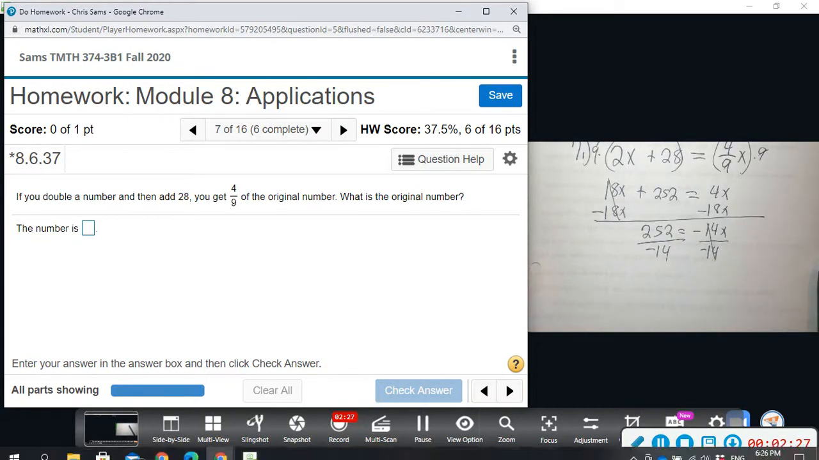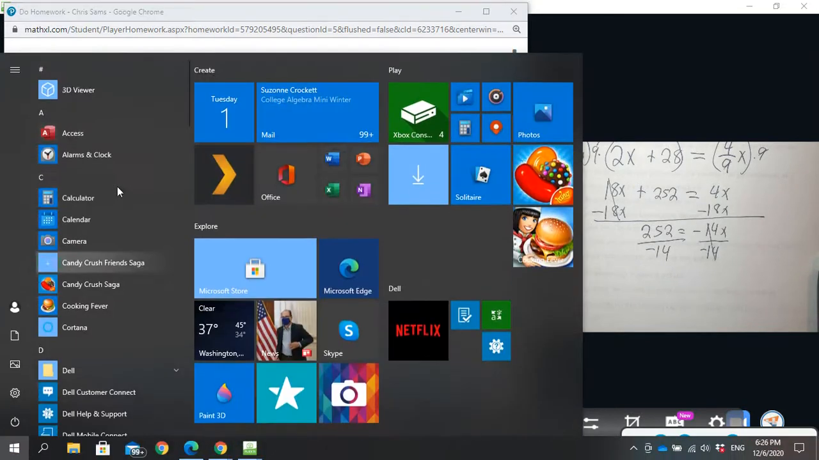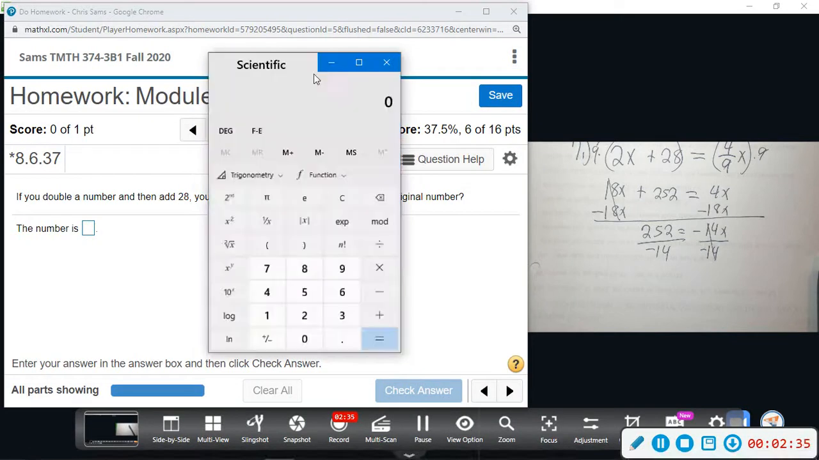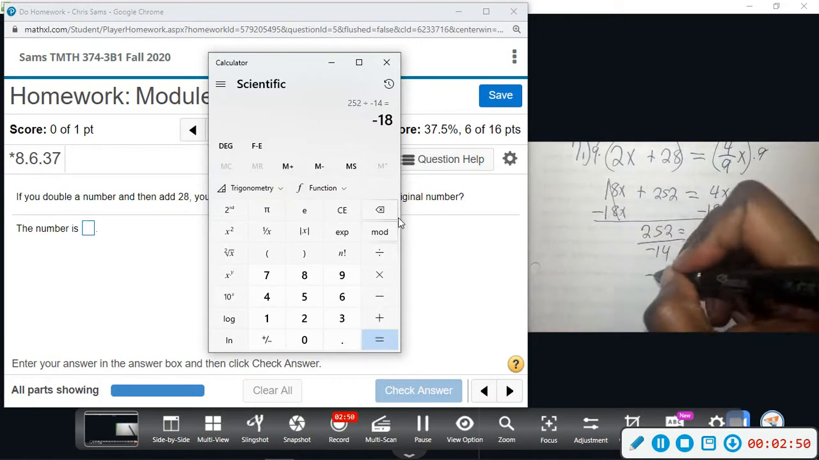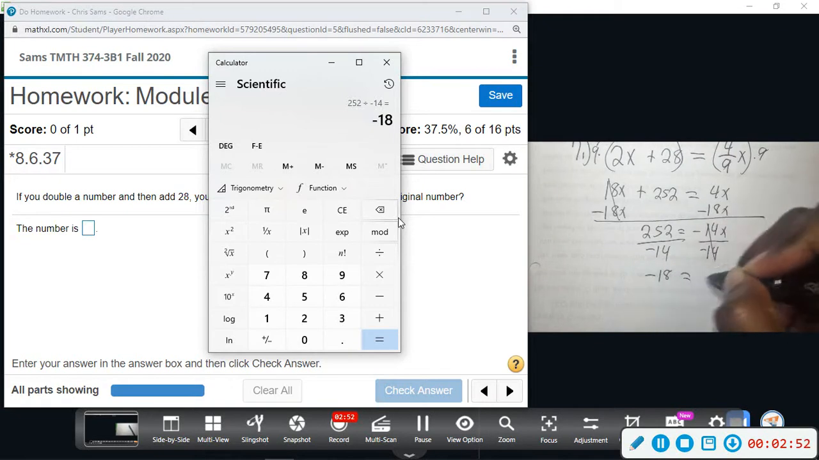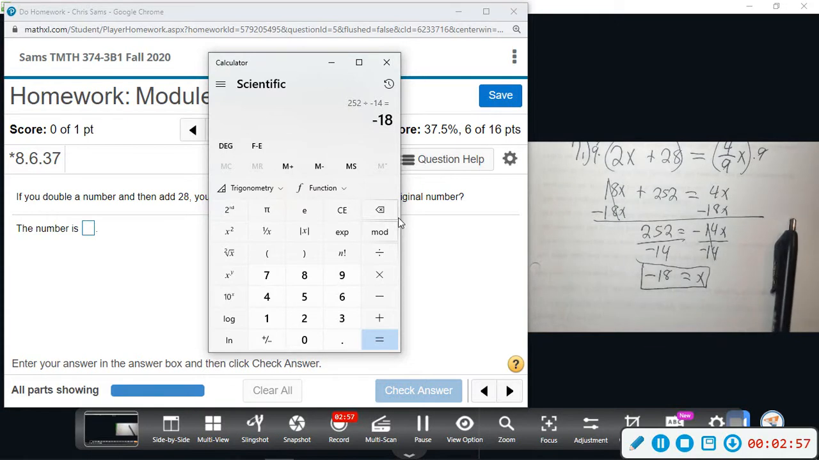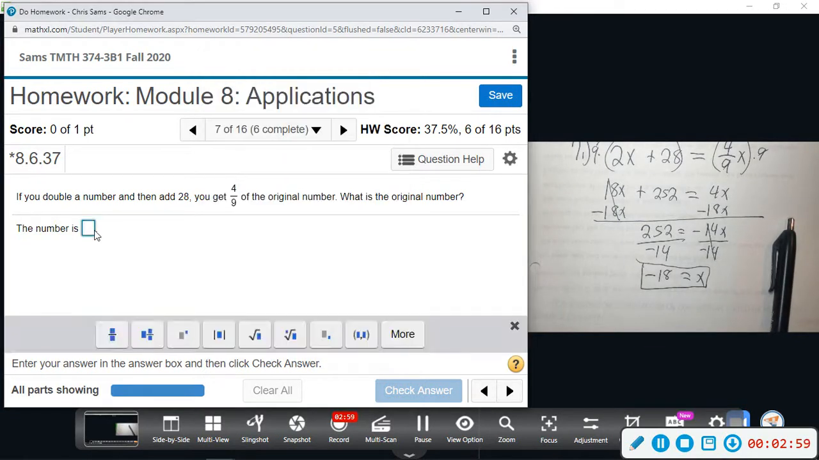Instead of cracking this by hand, we'll pull up this calculator again and figure out what we get when we do 252 divided by negative 14. So we get negative 18. So negative 18 equals x. The answer, negative 18.